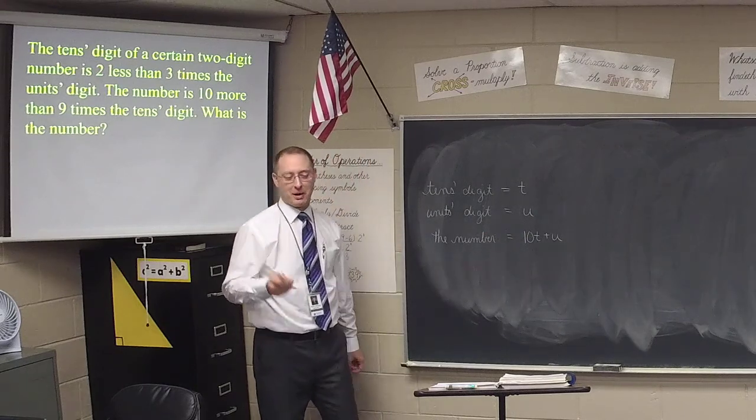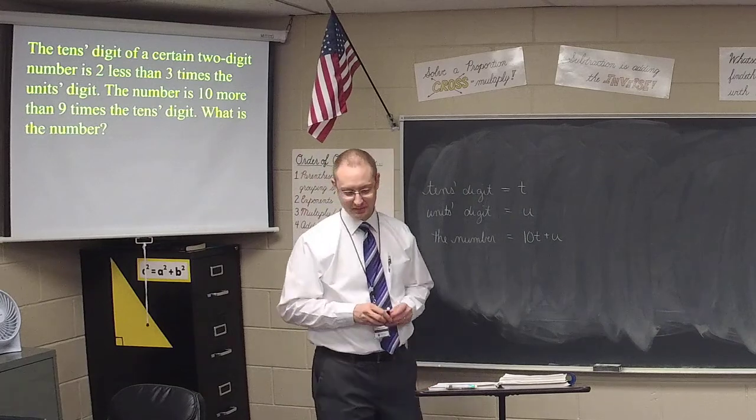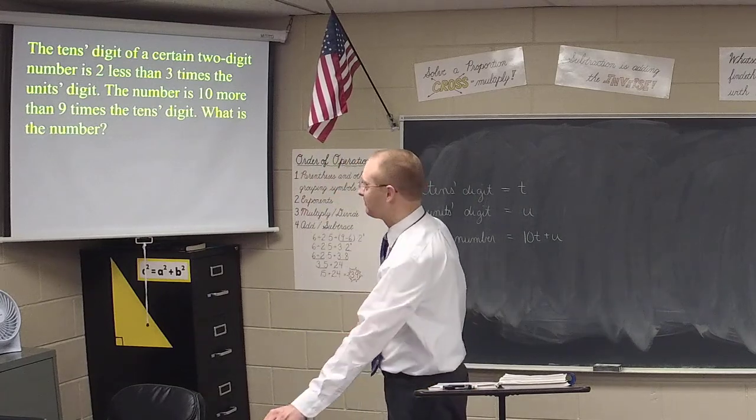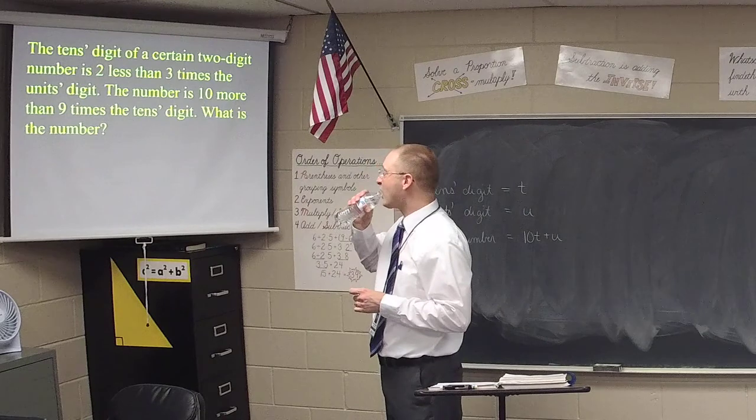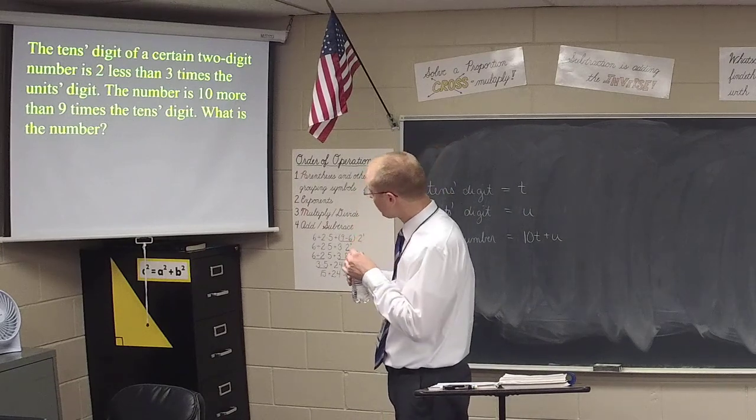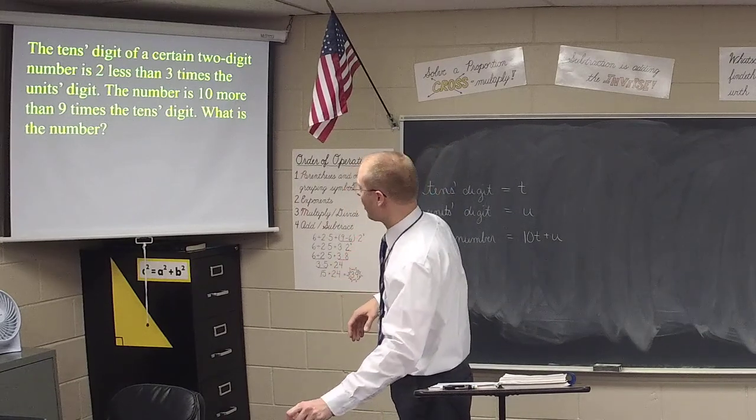So go and read this word problem for us, Brecken. The tens digit of a certain two-digit number is 2 less than 3 times the units digit. The number is 10 more than 9 times the tens digit. What is the number?